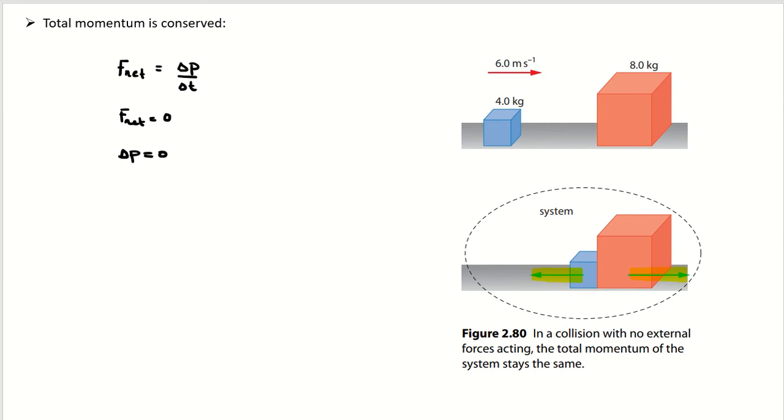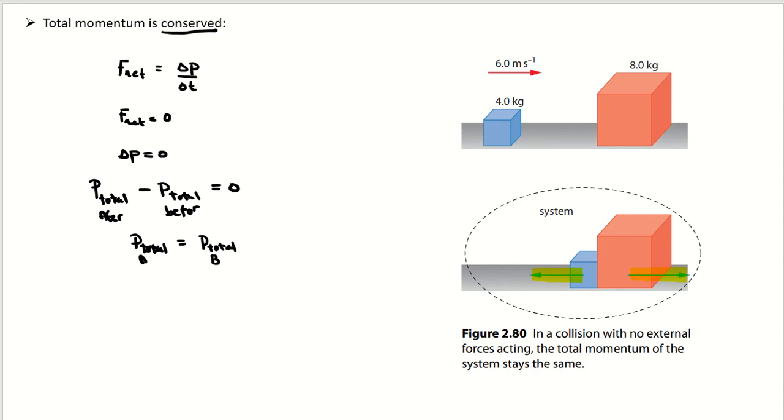Or in other words, I can say that the total momentum after collision, the final one, minus the P total before collision is going to be equal to 0, which means that these two are going to be equal. So the P total after is going to be equal to the P total before, which means that the momentum is going to be conserved.